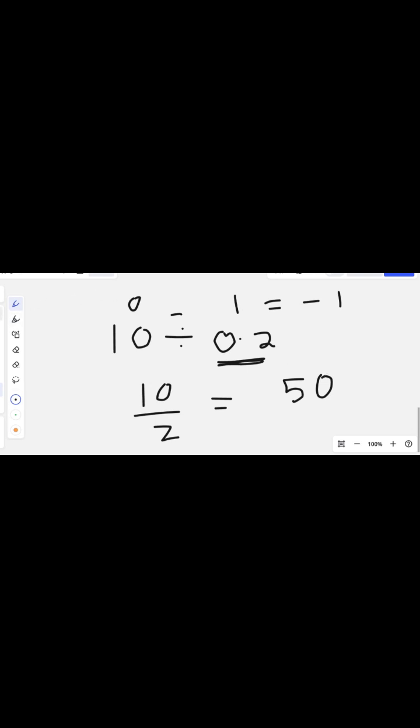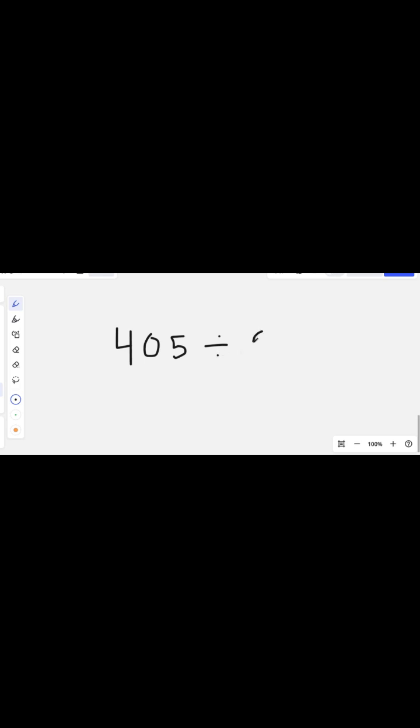We're going to look at another example here. If I have 405 divided by 0.05. So that's just going to be 405. Remember, ignore the decimal first.